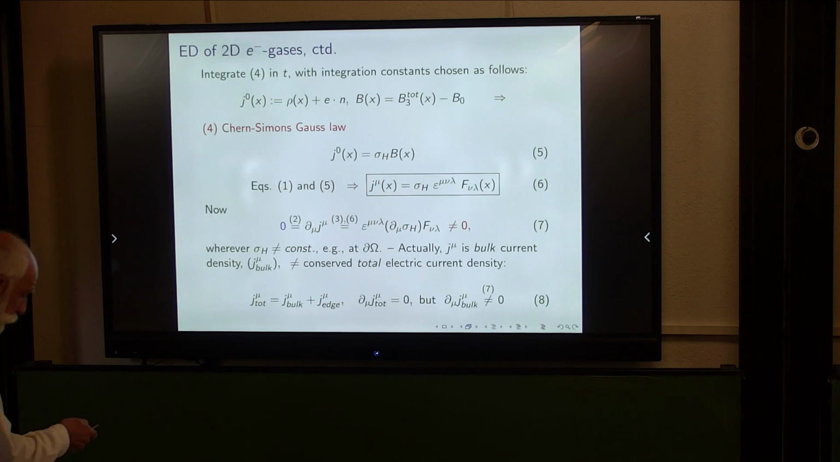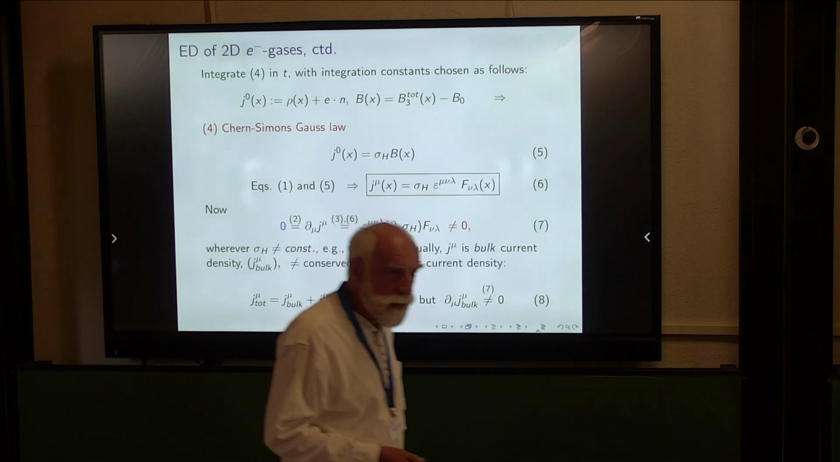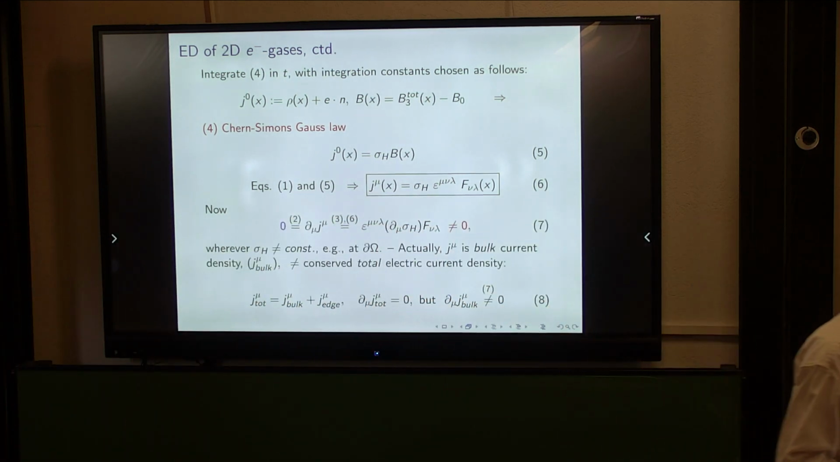All right. Now I take a divergence of equation 6, then I get on the left-hand side 0 because the current is conserved. And on the right-hand side, if sigma h makes jumps, for example, at the boundary of the sample, I get something non-zero. This is puzzling because it looks like a contradiction. How do we resolve the contradiction?